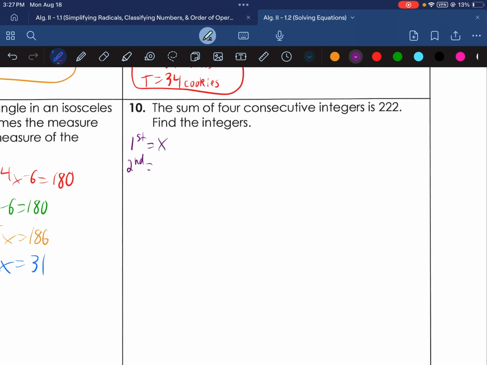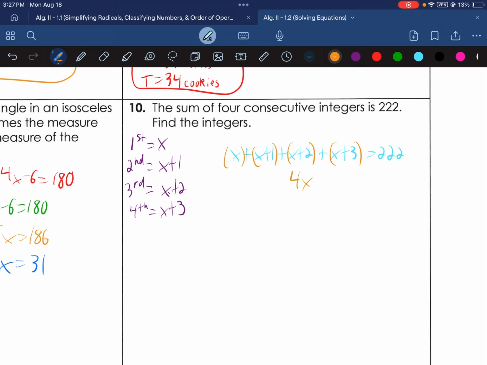So the first integer, we're just going to call x. The second integer is the next number, so x plus 1. The third integer is the number after that, x plus 2. And the fourth integer is the number after that, or x plus 3. And we have to add all 4 of these up to get 222. So x plus (x plus 1) plus (x plus 2) plus (x plus 3). Maybe you want to put it in parentheses so you can differentiate the numbers apart from each other. That's a personal preference if you want to do that or not.